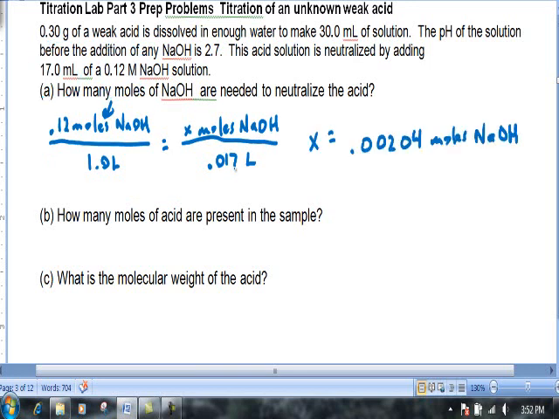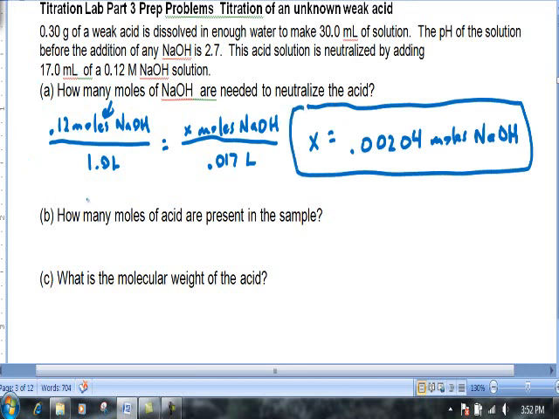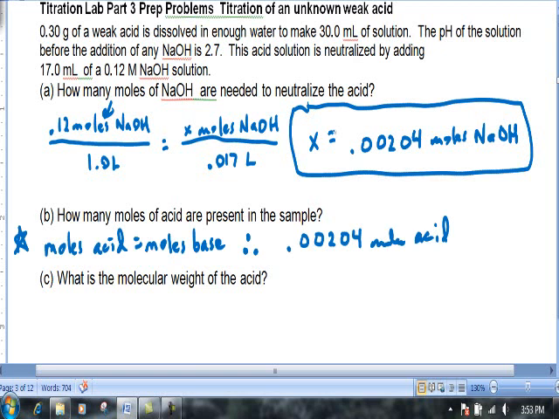Solving for X gives us 0.00204 moles of sodium hydroxide were present in the 17 milliliter sample of 0.12 molar sodium hydroxide that was required to neutralize our acid. The next question, how many moles of acid are present in the sample? At our equivalence point, we know that the moles of acid equal the moles of base. So because we know the moles of base, that's equal to the moles of acid, so our acid sample contained 0.00204 moles of weak acid.